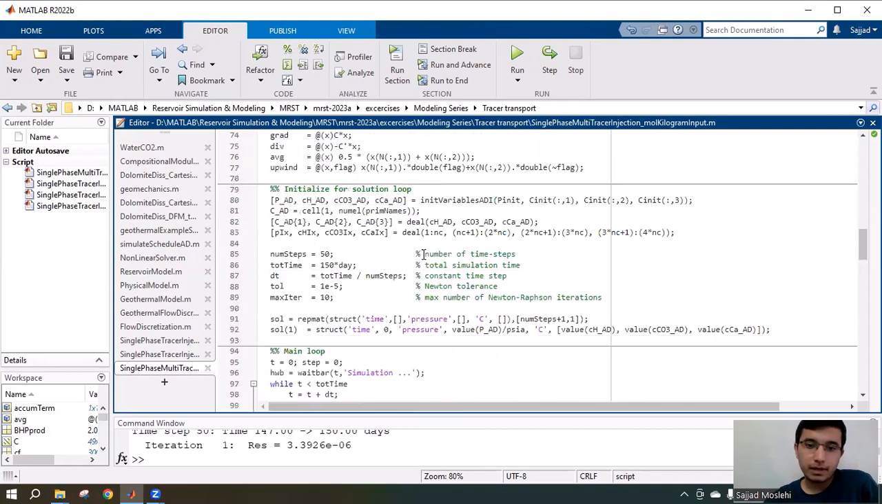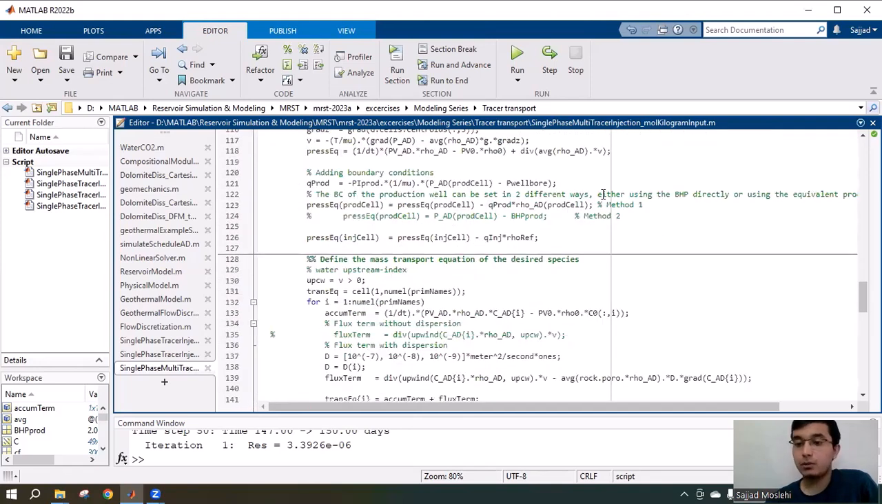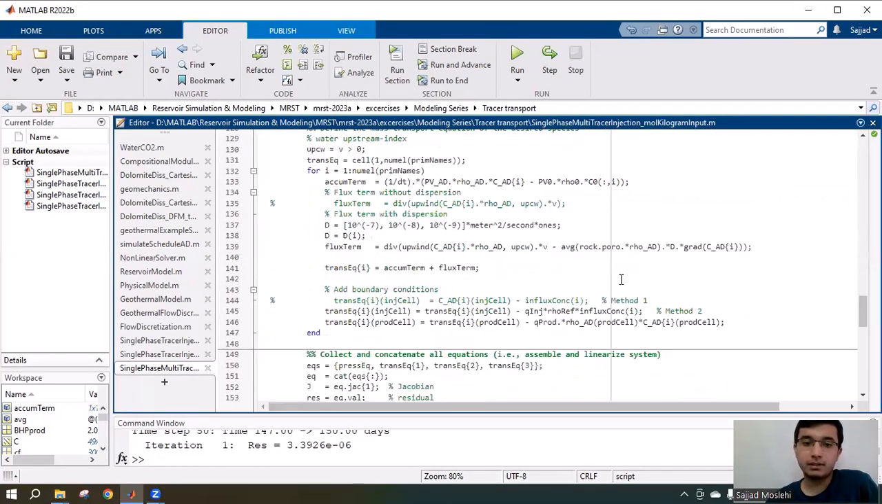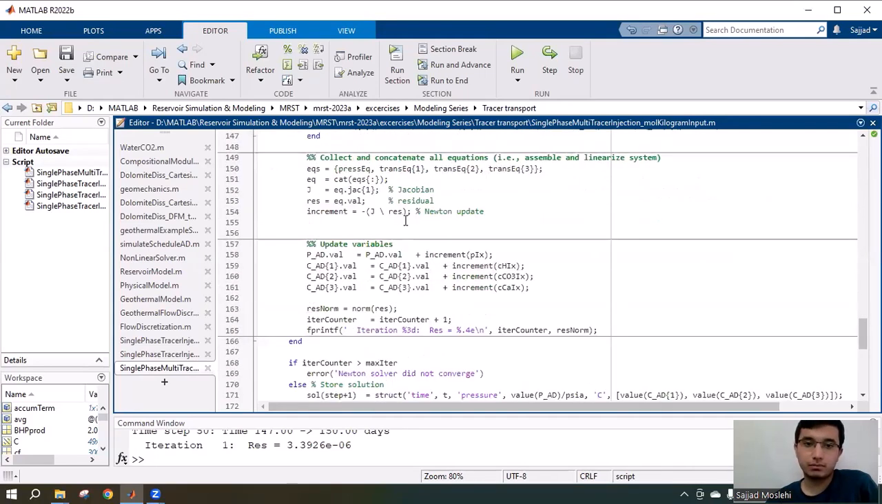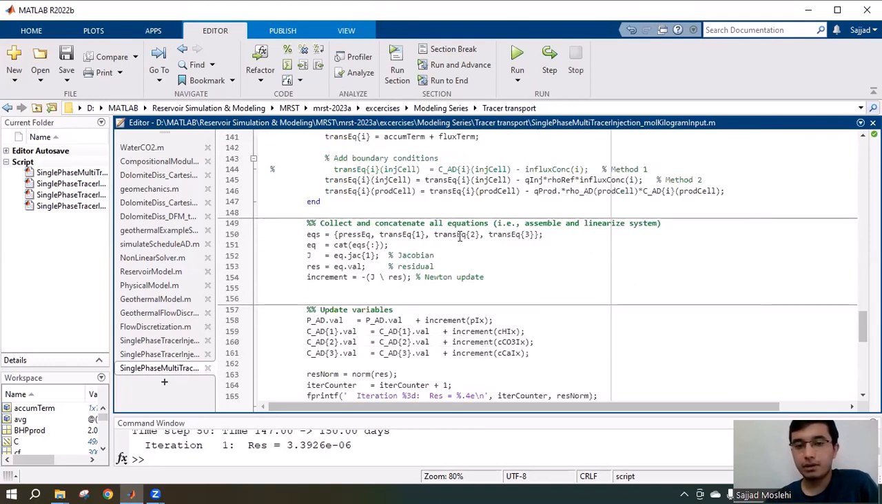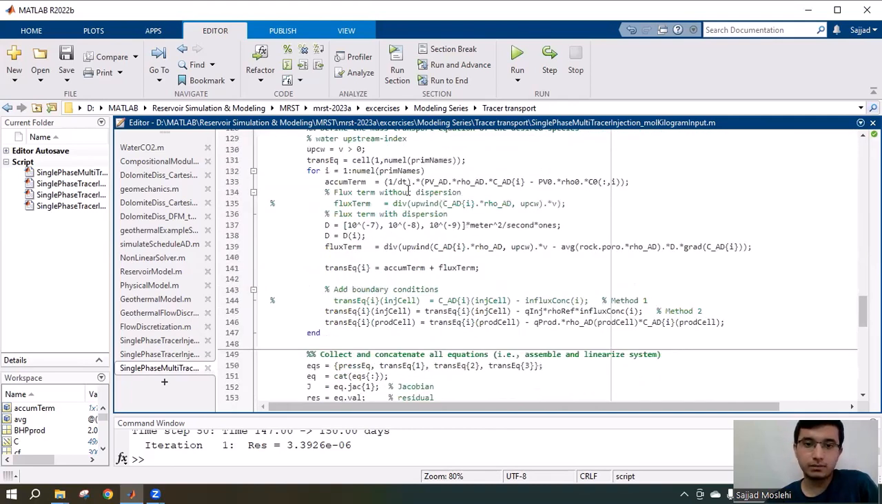All right. And here, as I told you, we have 3 primary variables plus pressure. So we need to have 3 mass transport equations as well. And for pressure, the pressure equation. Because the total number of primary variables is 4, we also require 4 equations. The first one is the pressure equation, and the other 3 are the mass transport equations of the 3 tracers that we have. All right.